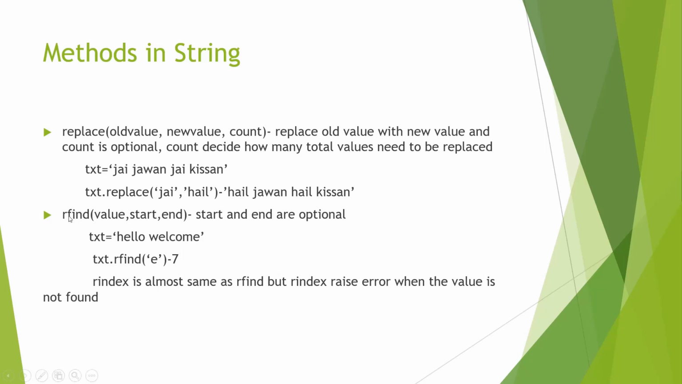Now we have already seen the find method. What this find method does is it will find the value specified within the string, and the start and the end index are optional. If they are provided, it will find the value within the start and the end index, but it will find from the right side of the string. The find method normally works from left to right. This rFind, where r stands for right, is going to find from right to left.